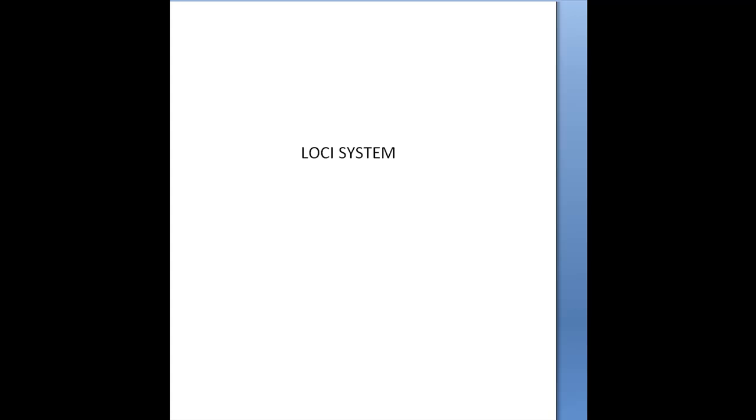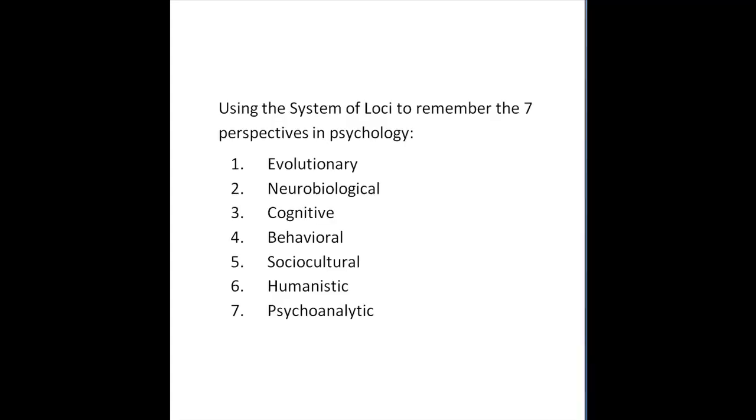Greek philosophers would use the system of loci. When giving a speech, they would create a mental picture of rooms in a house or some other structure and give each room some kind of meaning. Here's an example of how you may use the system of loci for a psychology class. We will use it in order to remember the 7 different perspectives in psychology: evolutionary, neurobiological, cognitive, behavioral, sociocultural, humanistic, and psychoanalytic.